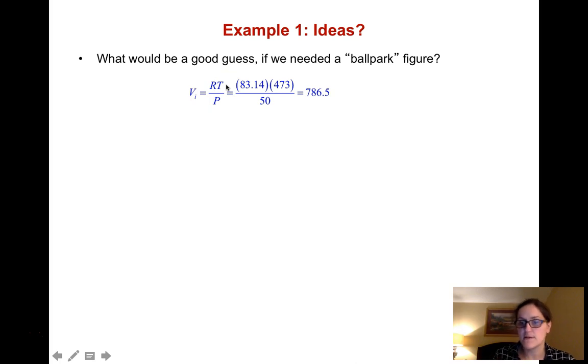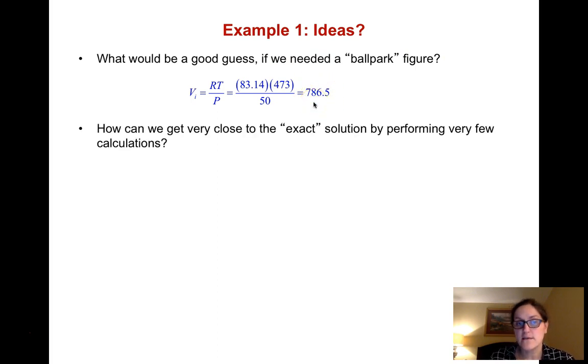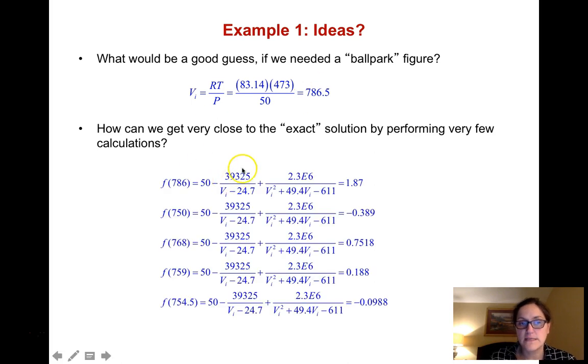If I have to guess, I may as well guess something that I can compute, and maybe it's not that far off. So here's one of those volumes. Let's compute a bunch of values around this one. If I compute f of 786, I get something close to 2. Then if I go a little less, I will get a negative value. I have a positive value and a negative value. In between somewhere, maybe I hit 0 if this function is continuous.